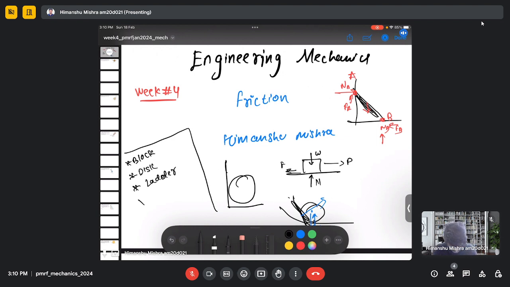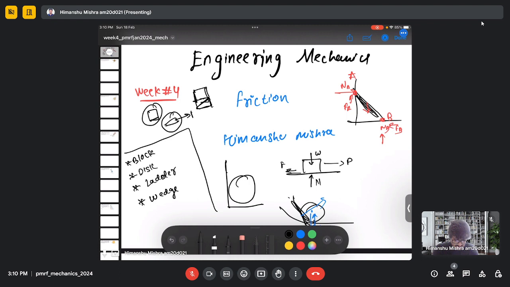Then there are some problems like wedge problems, where what happens is you usually have a block, let's say this kind of a block, and there will be a wedge associated with it. Then you need to consider this block and wedge as separate, and do the force balance analysis separately for this block and for this wedge.